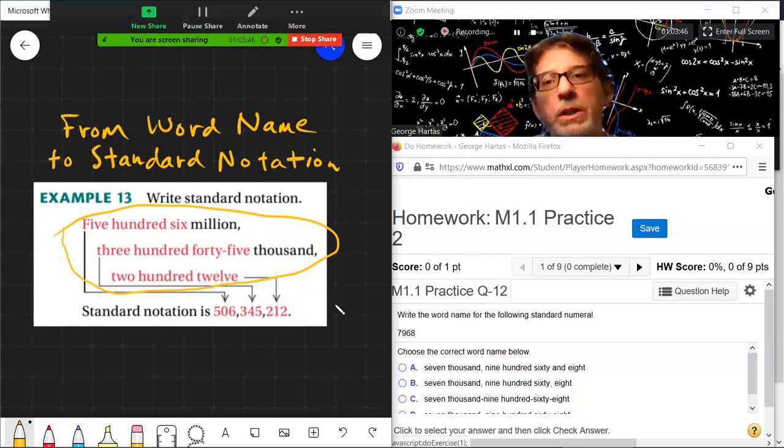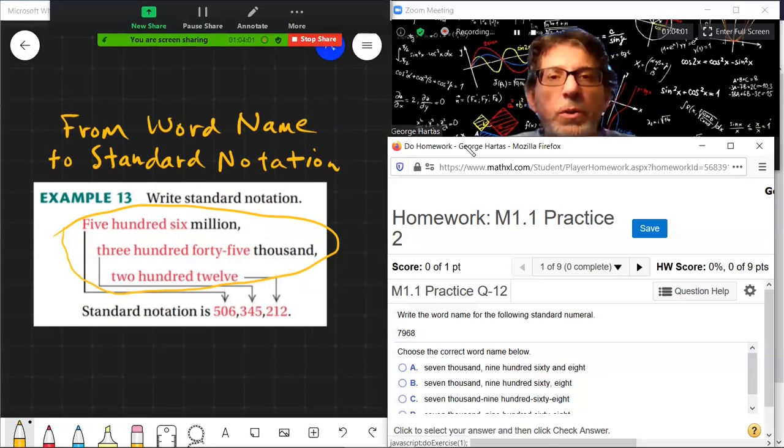All right, so in this section, this is what we're going to be doing. We're going to be flip-flopping between standard notation to word name and word name to standard notation. All right, so let's start on question 1 here, and let's see if we can figure this out. So here they want to know, write the word name for the following standard numeral, standard notation. So they want us to convert this into words.